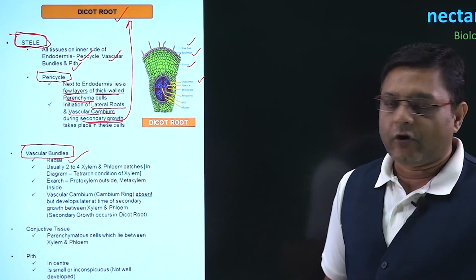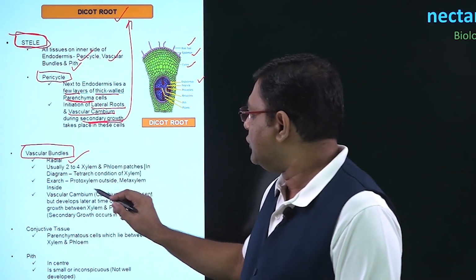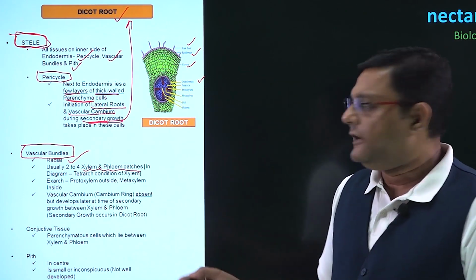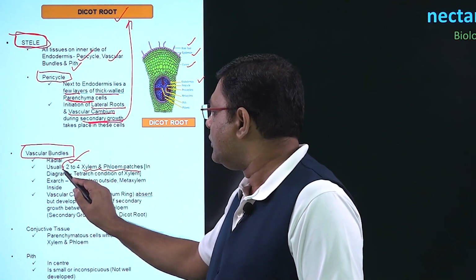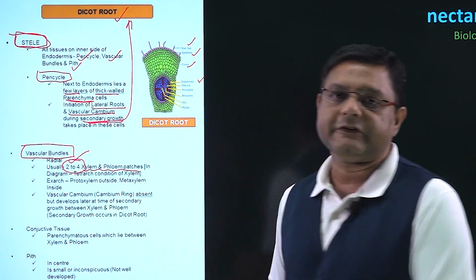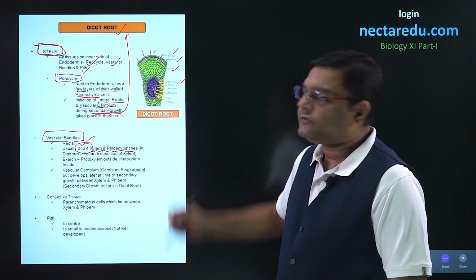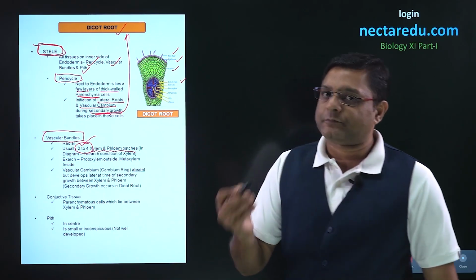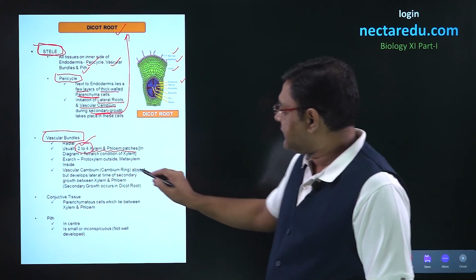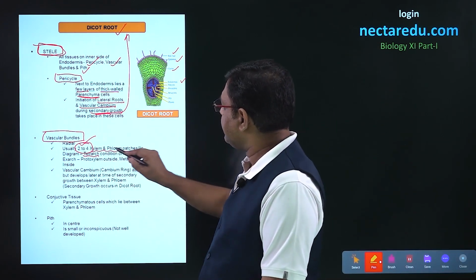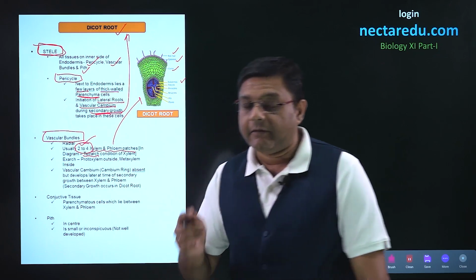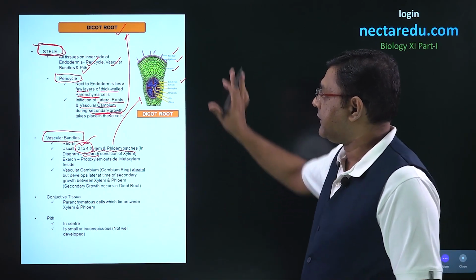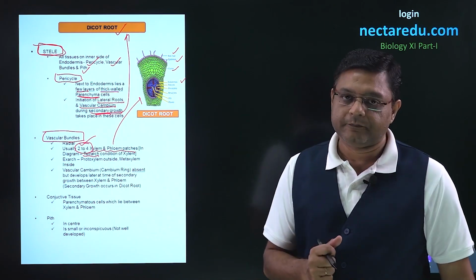In the case of dicot root, if we look into the patches of xylem and phloem, then usually we have 2 to 4 patches which are present. In this diagram, we can clearly see 4 patches present over here. So, this is the tetrarch condition which is shown in this particular diagram, but there can be 2 to 4 patches which can be present in different dicot roots.